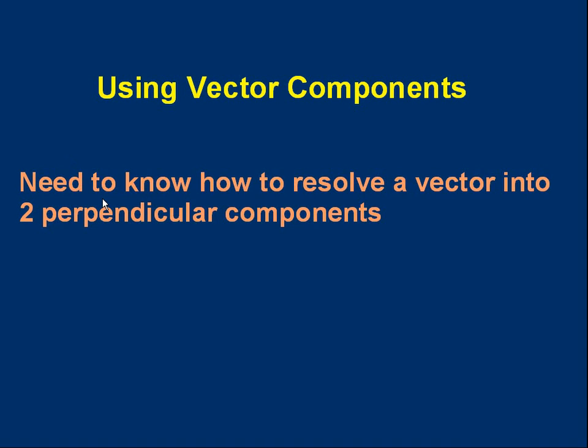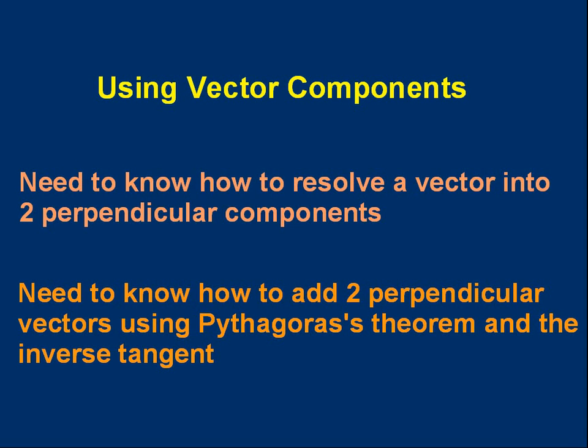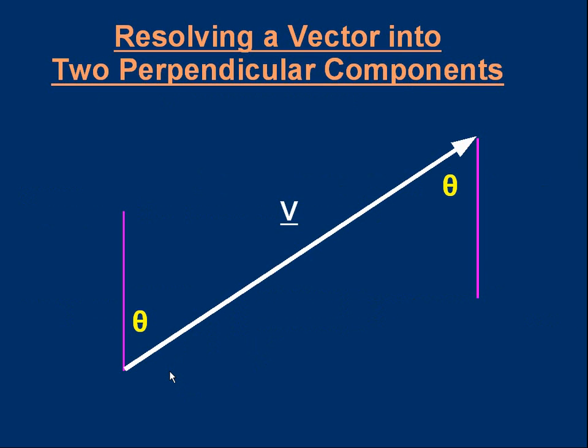You should already know how to resolve a vector into two perpendicular components. There is a separate lesson about this, but I will spend a few moments just recapping. You should also know how to add two perpendicular vectors using Pythagoras and the inverse tangent. Again, there's a lesson about this, but I'll spend a few moments just reminding you. So let's just go over a couple of things you should already know.